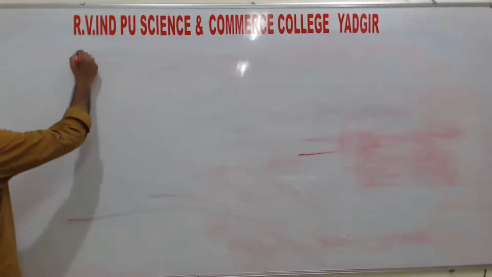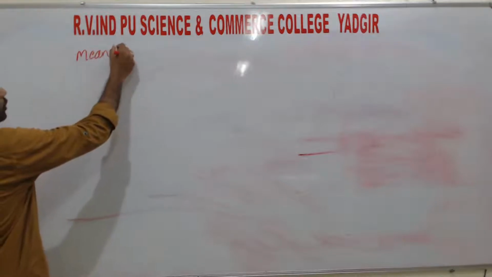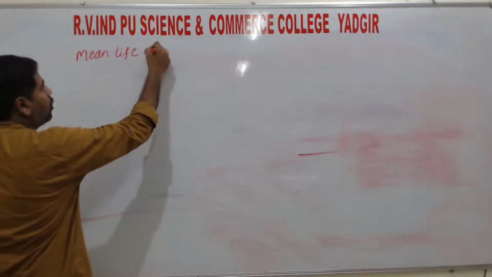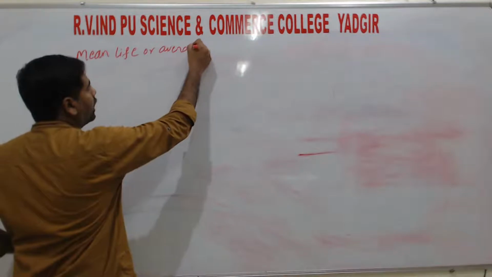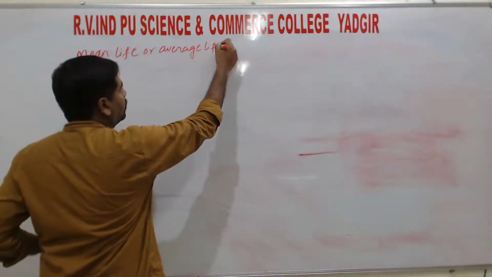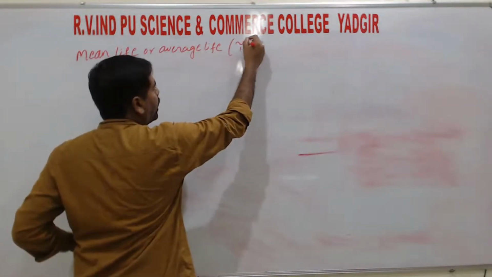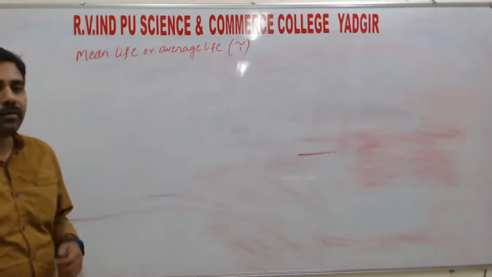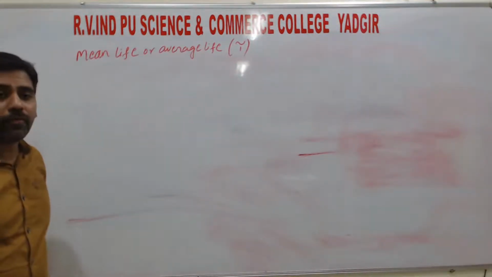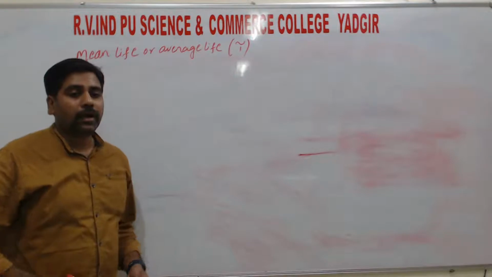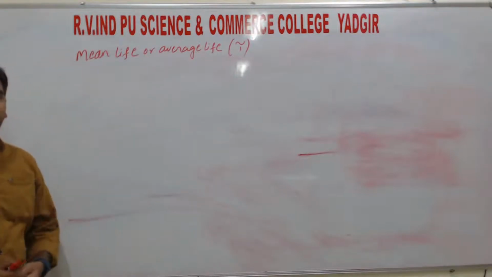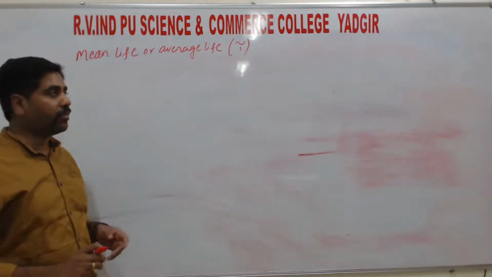So next is mean life or average life. This is denoted by tau, right? This is also very important while solving problems. They ask combined questions: find the half-life and find the mean life, right?